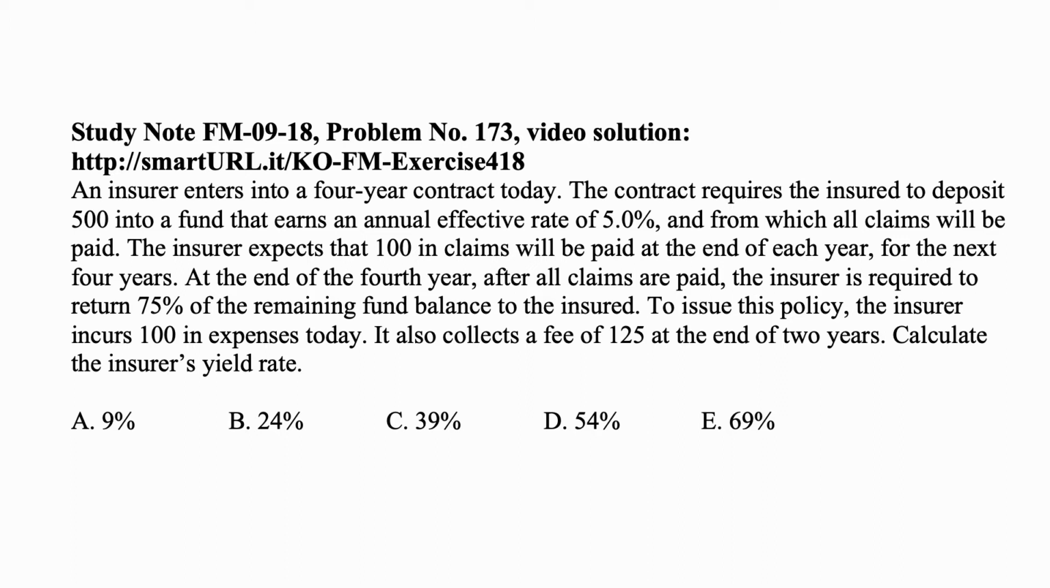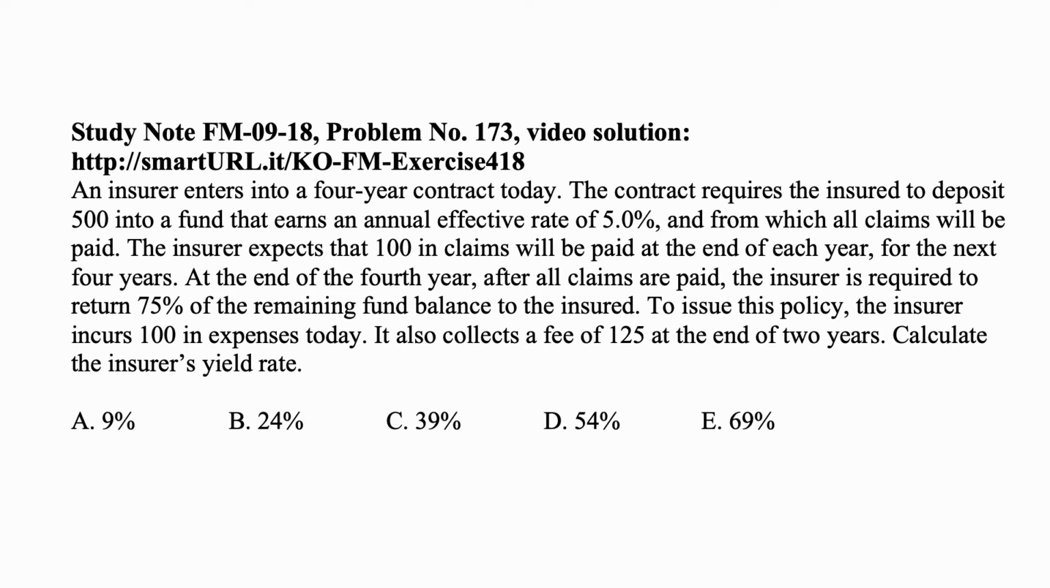Here's a problem for today for exam FM on financial mathematics. An insurer enters into a 4-year contract today. The contract requires the insured to deposit $500 into a fund that earns an annual effective rate of 5% and from which all claims will be paid. The insurer expects that $100 in claims will be paid at the end of each year for the next 4 years. At the end of the 4th year, after all claims are paid, the insurer is required to return 75% of the remaining fund balance to the insured.